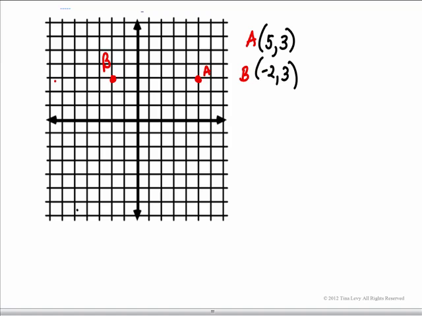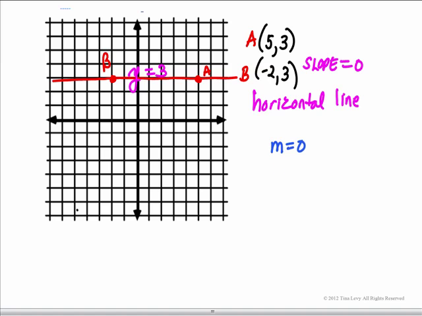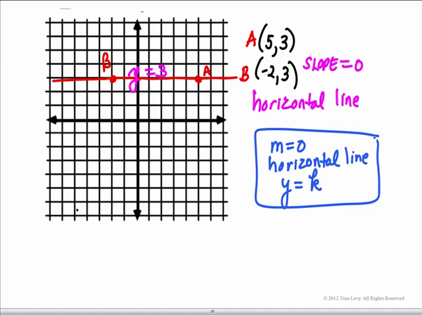So if we put the line connecting those 2 points, we have a horizontal line. It turns out this one, which has a slope equal to 0, is a horizontal line. And sure enough, because the y value is always 3, the equation of this line is y equals 3. So it's nice to memorize that when the slope is 0, it's a horizontal line, and it's y equals some number k. So that's good. We'll now work another example.